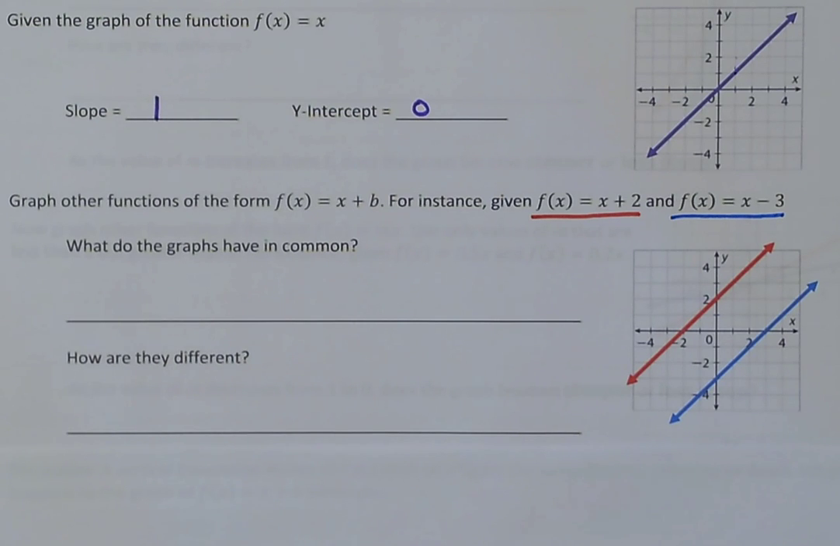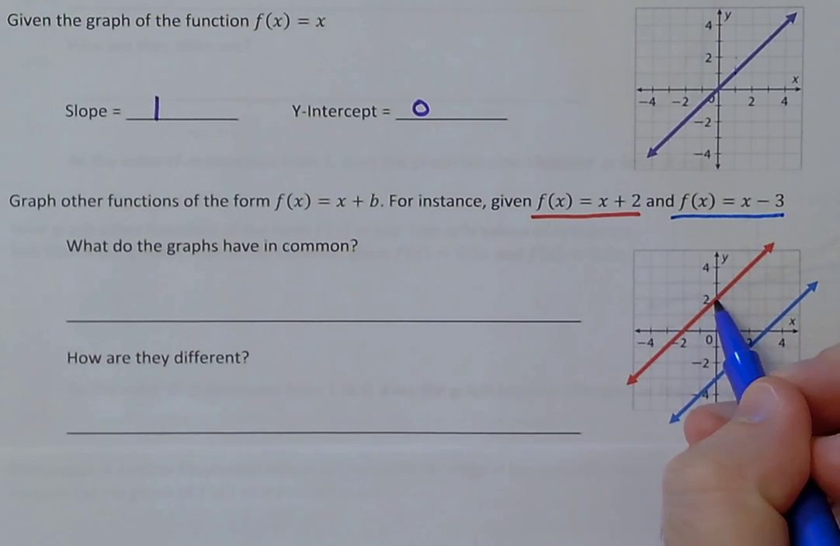So the two things we're going to look at for the different explorations are, do they have the same slope or the same y-intercept, or do they have a different slope or a different y-intercept? So if we look at these two graphs, what do they have in common? Do they cross the y-axis at the same spot? Okay, this one crosses at 2 and this one crosses at negative 3, so they do not have the same y-intercept.